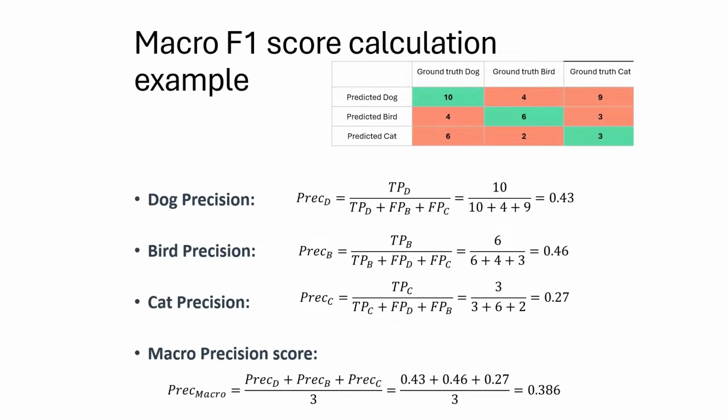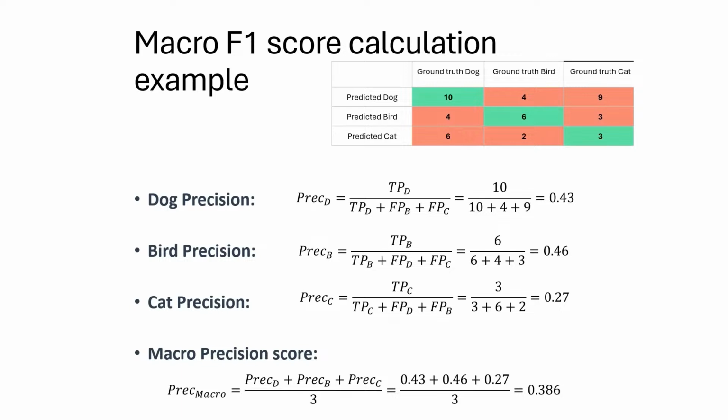For bird, the true positive is 6. The false positive for dog, in this column, is 4, and the false positive for cat is 3. So the predicted bird is 4 if the input is a dog, and predicted bird from images that contain a cat is 3. That's the bird precision.